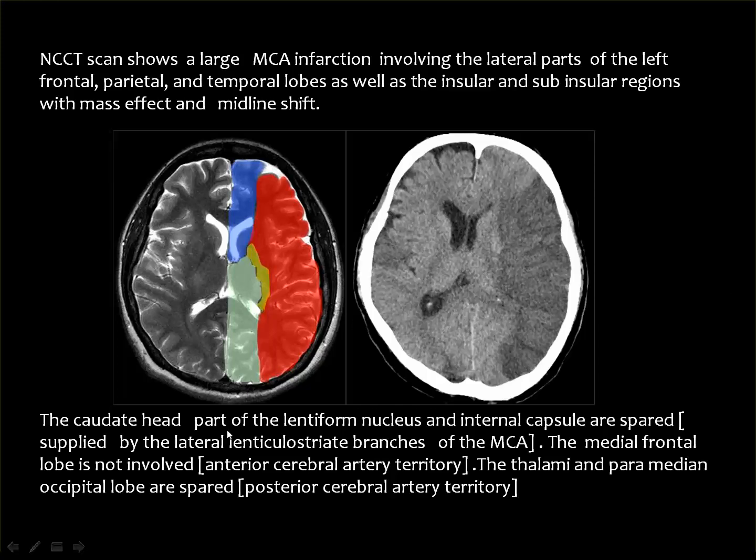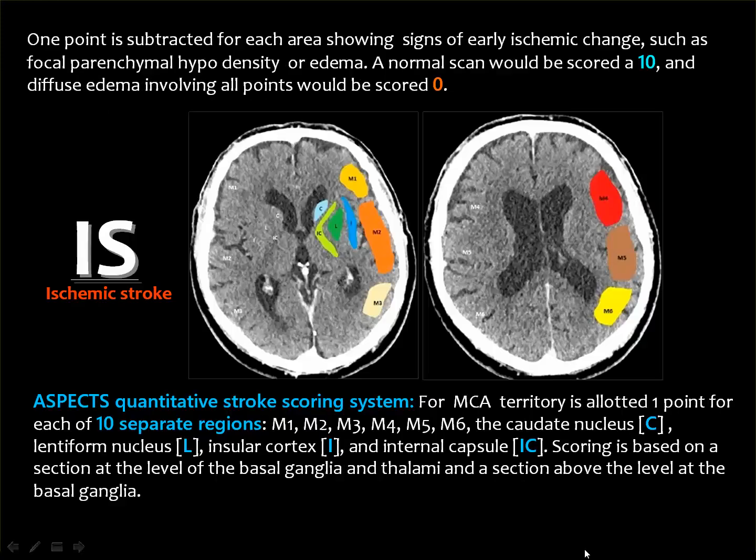Then the territories of the infarction, as I have mentioned: the anterior part is for the anterior cerebral artery. Most of the hemisphere belongs to the middle cerebral artery, and the posterior part belongs to the posterior cerebral artery. Then there is a scoring system for the infarction to be treated either by interventional radiology or by systemic injection of thrombolytic agent. This scoring system is known as the ASPECTS score.